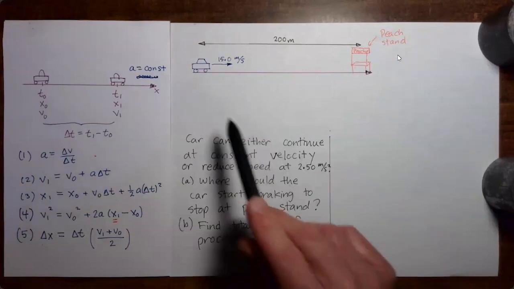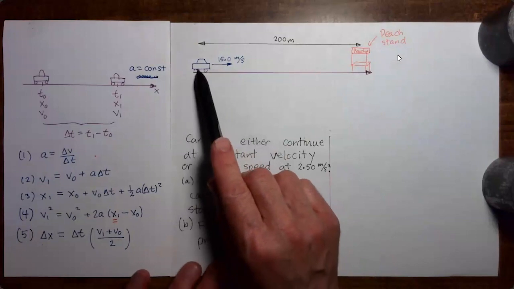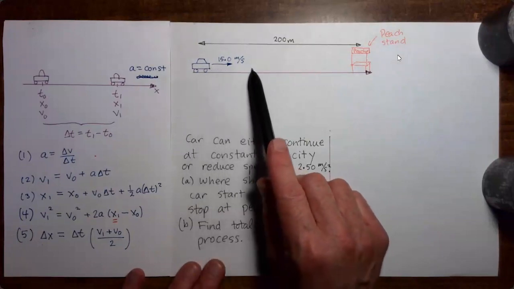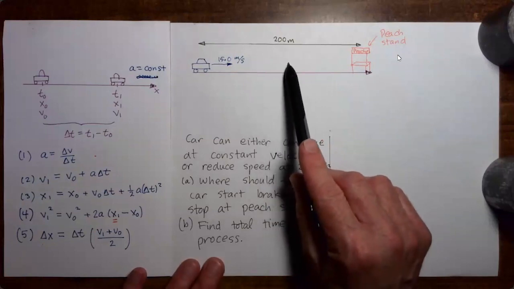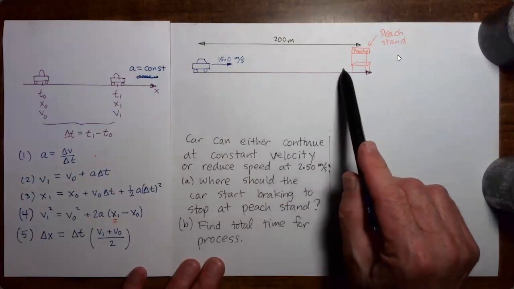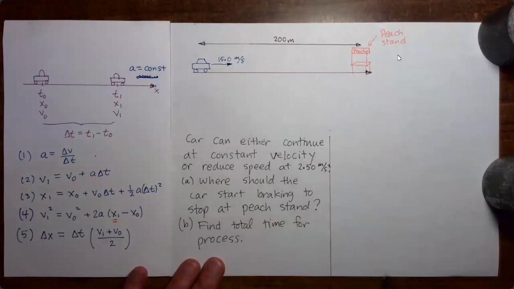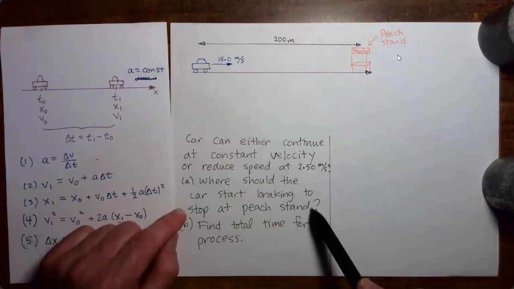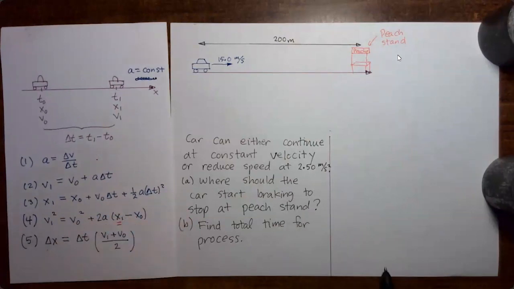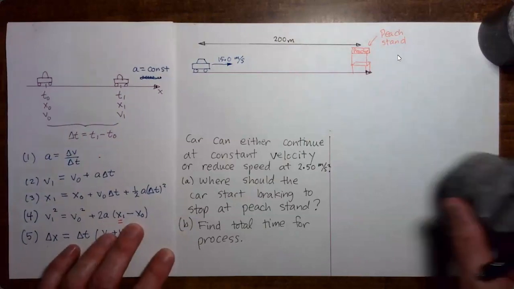So what we expect is going to happen is that the car is going to continue at a constant velocity, then the driver hits the brakes. And once the driver hits the brakes, the car is going to get slower, hopefully coming to a complete stop right at the peach stand. So part A says, where should the car start braking to stop at the peach stand? Part B is find the total time for the entire process.